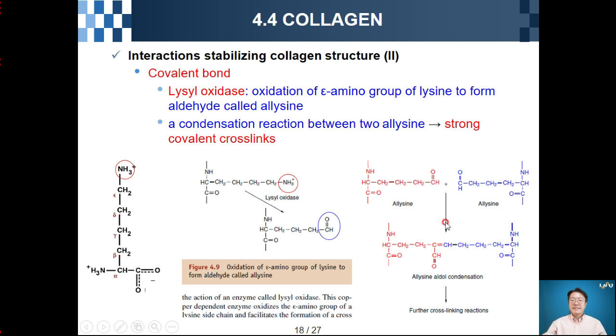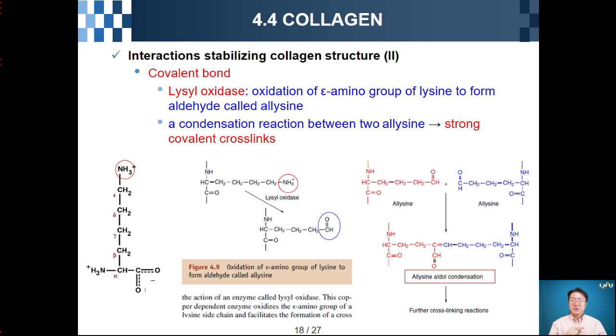So a condensation reaction happens between two allysines. We call it the lysine aldol condensation. I will not cover the aldol condensation in detail, but the important thing is that covalent bonding happens, so the bonding is very strong. They make very strong covalent cross links, and this covalent bond can strongly stabilize the triple helixes.